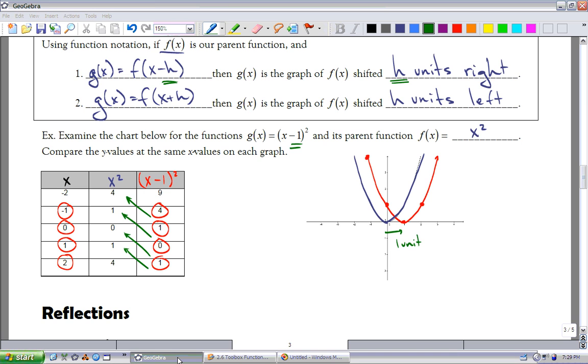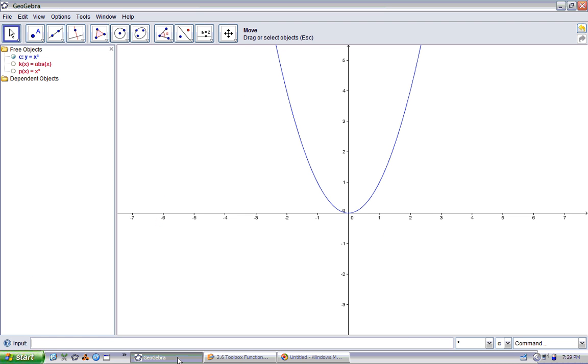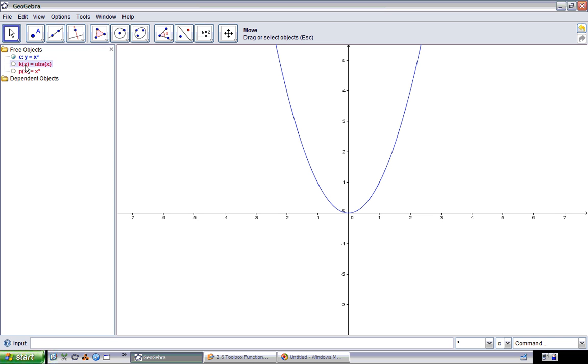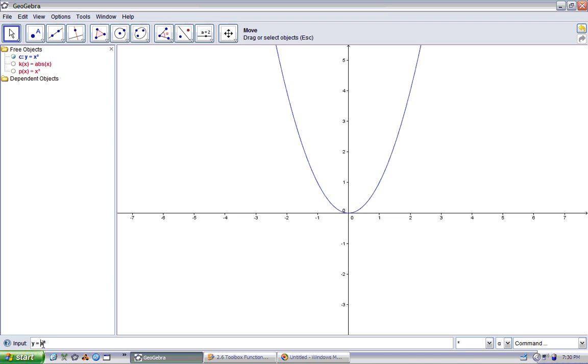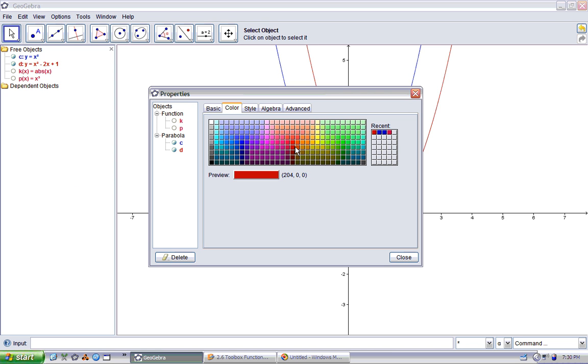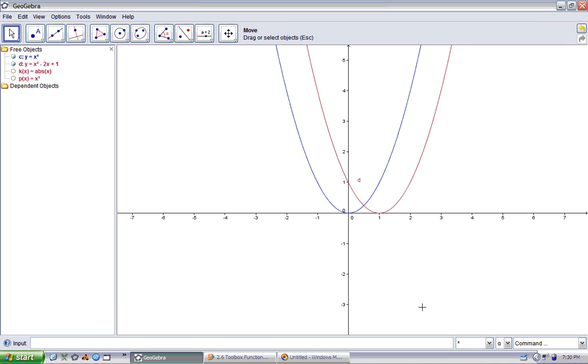And just to verify this, we'll take a look at it quickly here. Here again is my parent function. I'm just going to copy the input here, and you watch if I put in the quantity x minus 1 squared, and I hit enter, you'll notice that it shifted it over 1 unit. Okay? We can see that occurring here. So that's what we just observed.